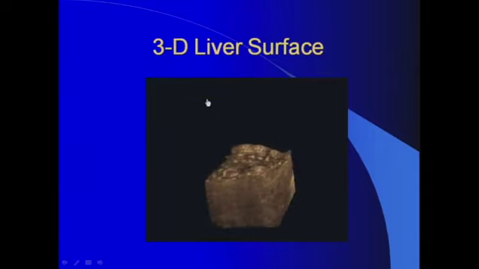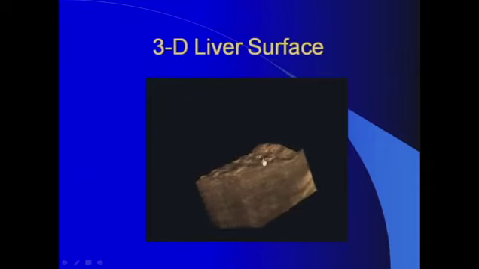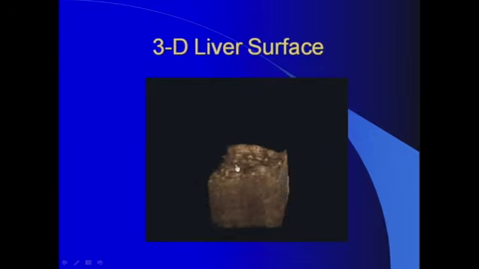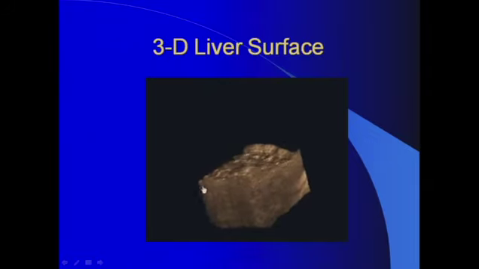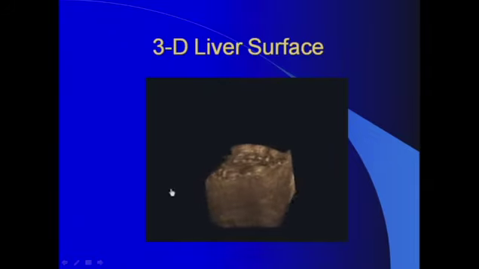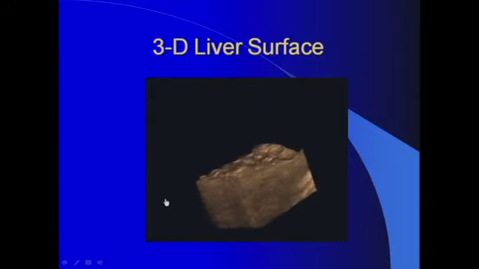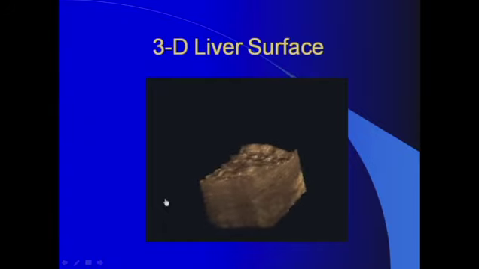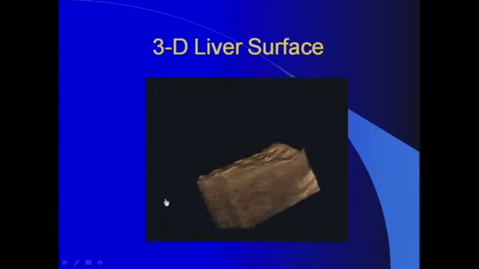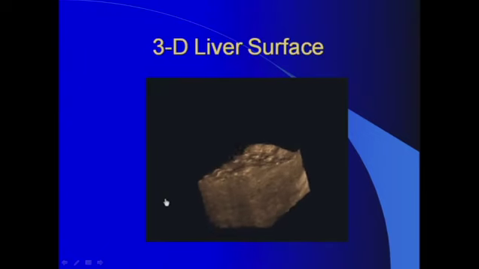This is a 3D liver surface, and you can see how nicely the nodularity of the liver is appreciated. But again, to be able to do this, you need a lot of fluid surrounding the liver to get nice images. If you don't have that, it's really hard to appreciate the nodularity. And as I said earlier, a high-res 2D image should be enough to make the diagnosis of surface nodularity.